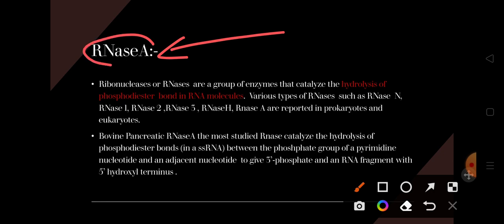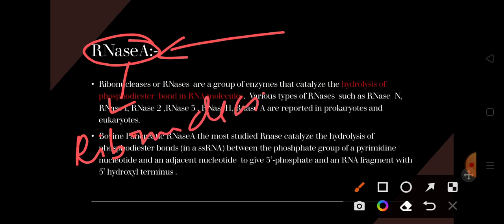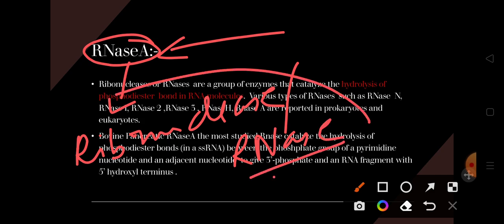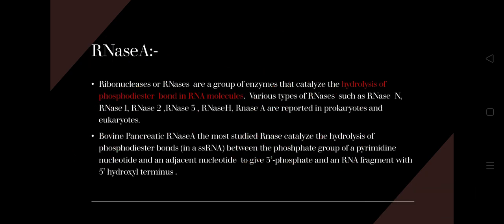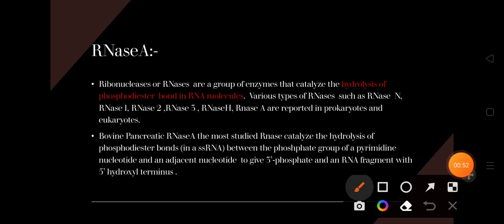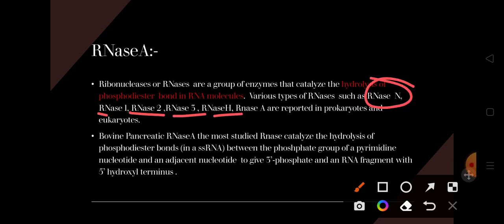Ribonuclease A is an enzyme which comes under the category of ribonuclease or RNase, a group of enzymes whose main target is to hydrolyze the phosphodiester bond between ribonucleotides. There are various types of ribonuclease available, for example RNase N, RNase 1, RNase 2, 3, RNase H, RNase A. All are reported in both prokaryotes as well as eukaryotes.